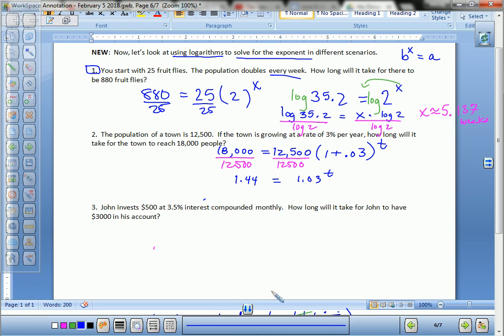All right. What do we do at this point? Log. Take the log of both sides. So this becomes log of 1.44 equals T times log of 1.03. So to solve for the time, I would just merely divide. Log of 1.44 divided by log of 1.03 is equal to the time.